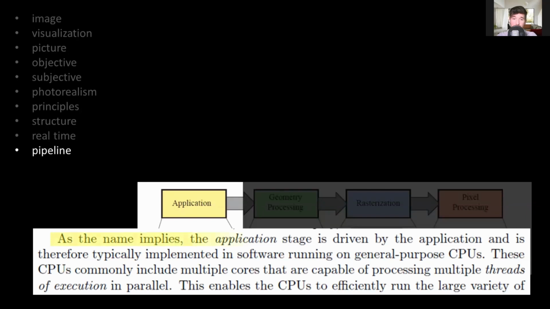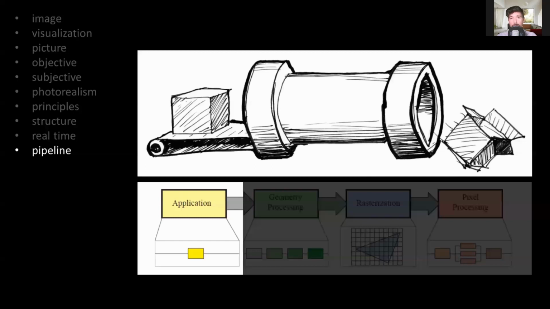And it says, as the name implies, the application stage is driven by the application and is therefore typically implemented in software running on a general purpose CPU. So the CPU is basically like a huge pipe which can take any task and then produce the output in reference to what is needed. So it's multi-purpose and it can do any type of work.